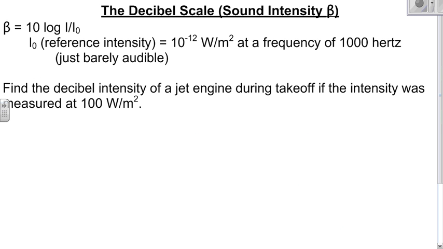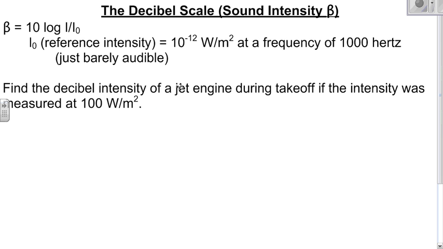Another logarithmic scale is the decibel scale. Decibels are just how intense the sound is. So the intensity of the sound equals 10 log I over I naught, where I naught is the reference intensity, which is 10 to the negative 12, so you can always think of that as 10 to the negative 12. That sound is just barely audible, so that's what we refer everything to.